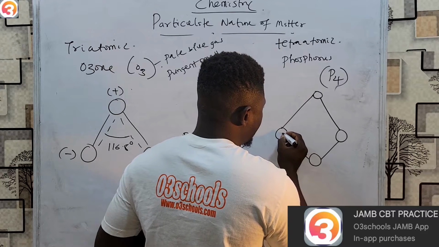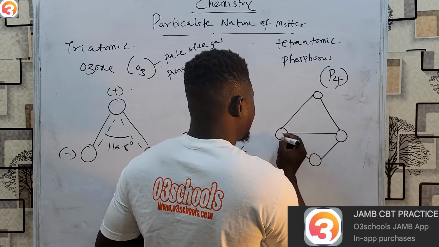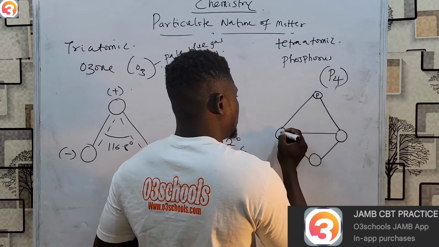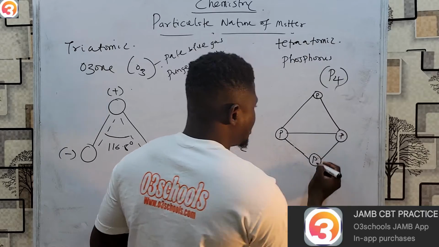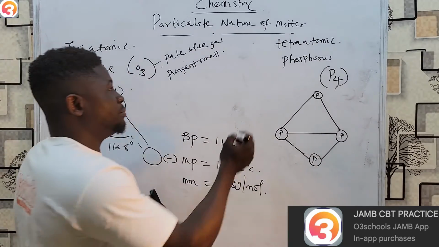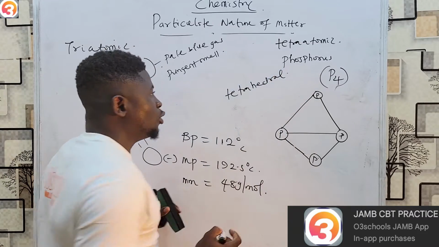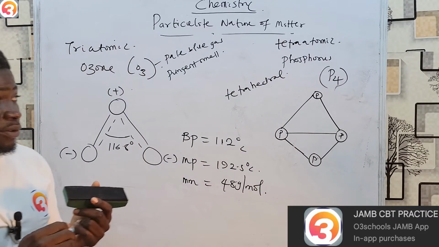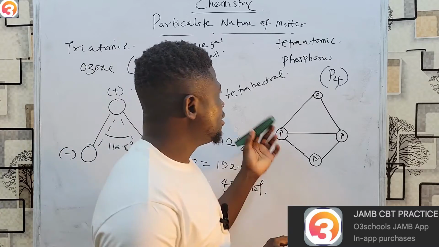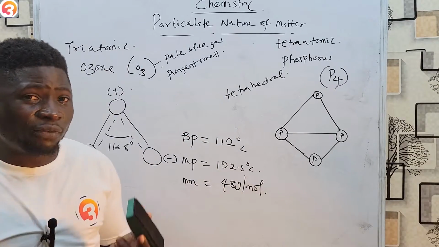Right? Then like this. Connecting like this. This is P, P, P. It is tetrahedral in shape. So we say that phosphorus is a tetraatomic molecule. Of course, there are 2 variations of phosphorus.